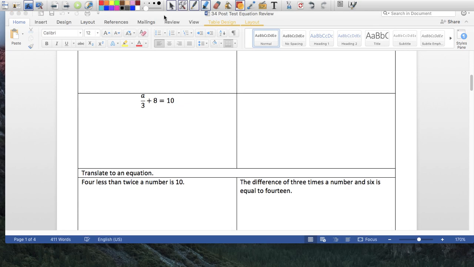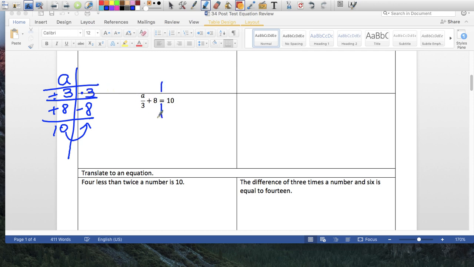Okay, again, variable a, which is being divided by 3, and then added 8, giving us 10. Going backwards, the inverse is minus 8, and then we're going to times 3. So first thing we do, you can draw that line in the middle. Minus 8, these two become 0. A over 3 equals 10 minus 8 is 2.